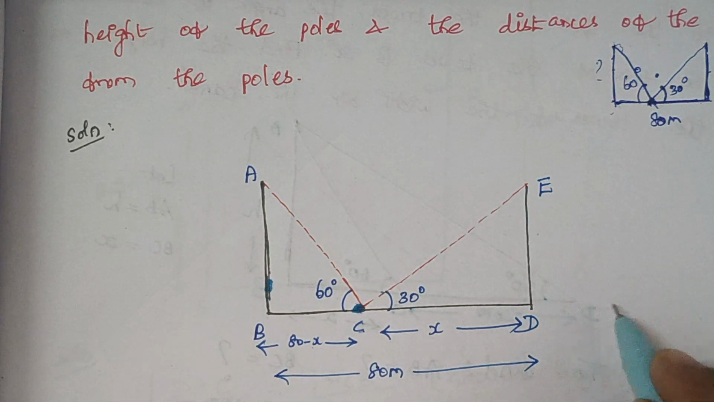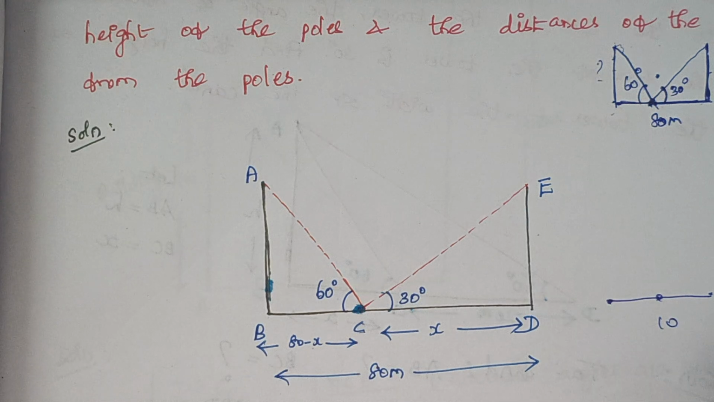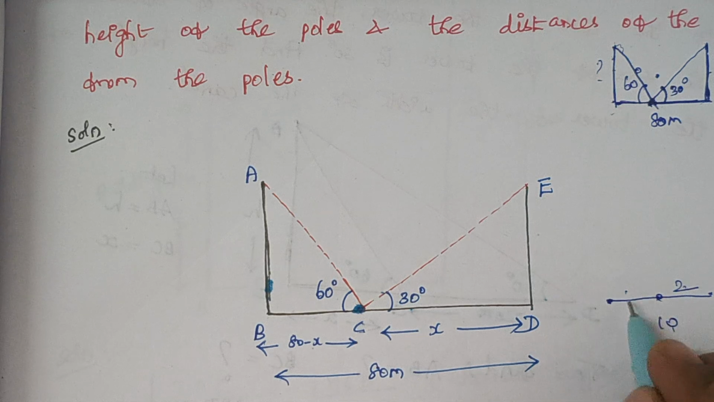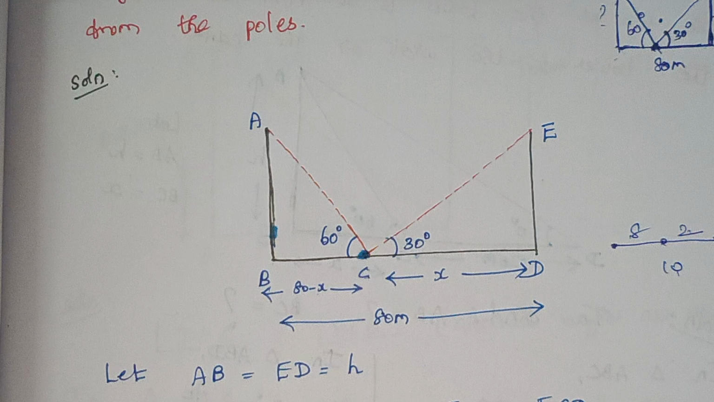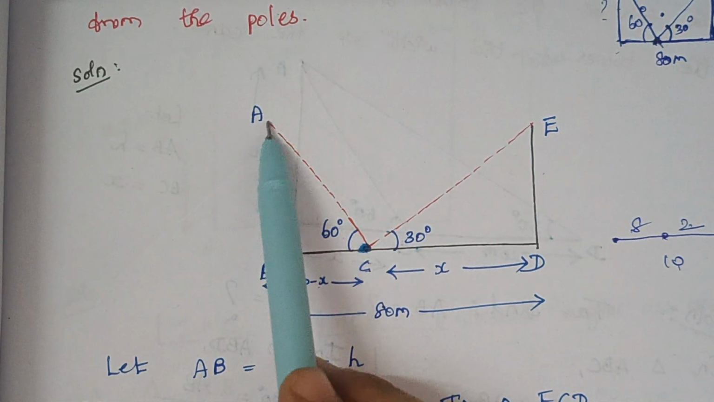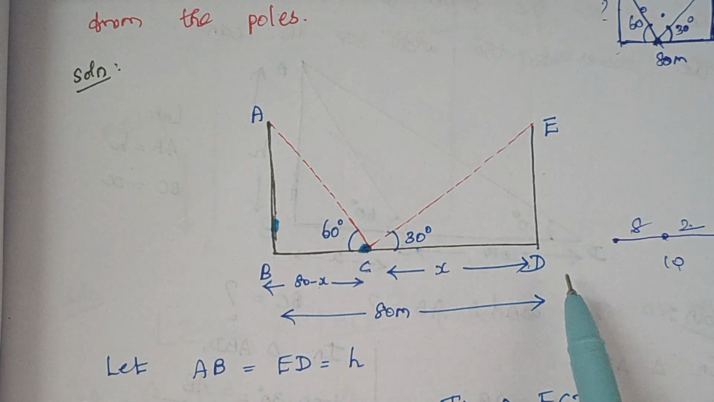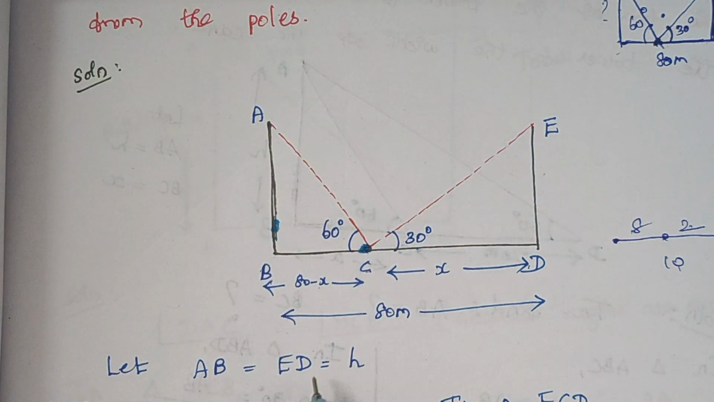The same thing I had already explained in the previous problem also. If the total length is some 10, and this distance is 2, then what about this? 10 minus 2. The same thing here. Now let the length of the poles AB and ED be equal to H. This is just for our convenience. Rather than writing AB, ED, we can mention it as H, and they have clearly given that two poles are of same height. Therefore AB is equal to ED, which is equal to H.